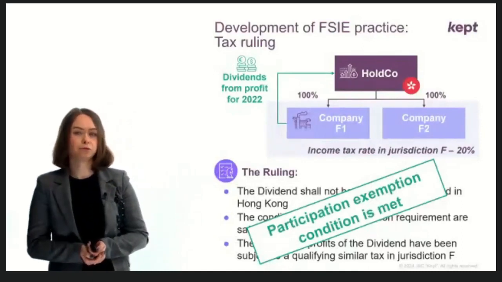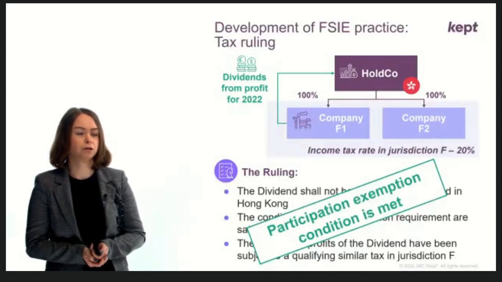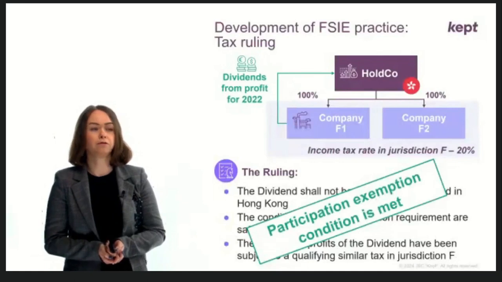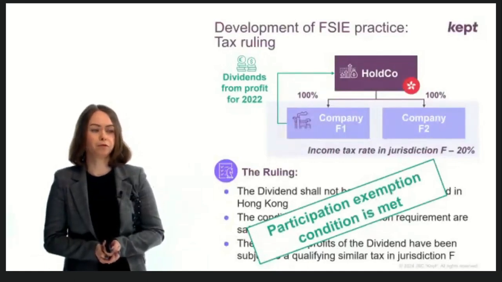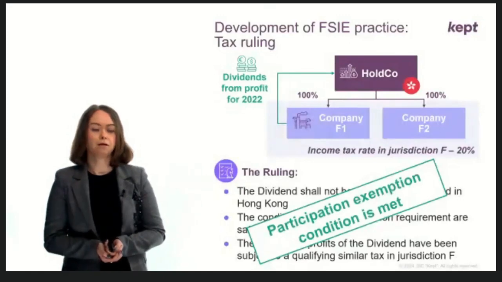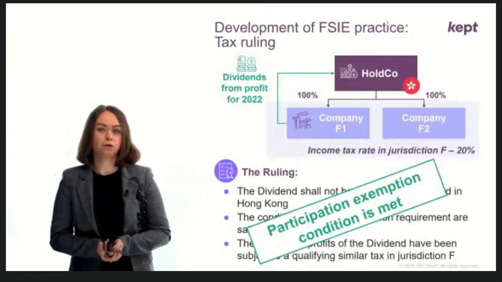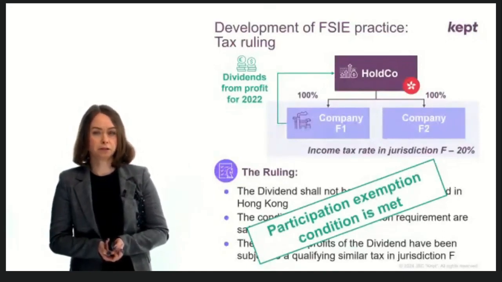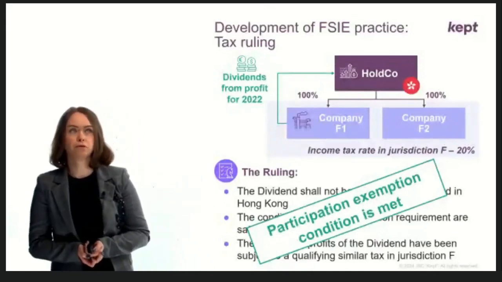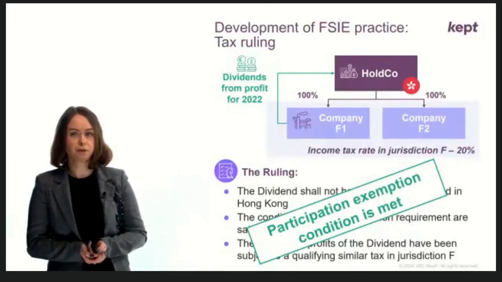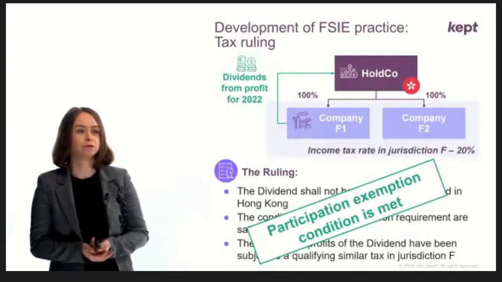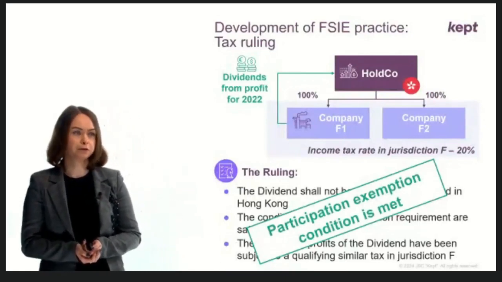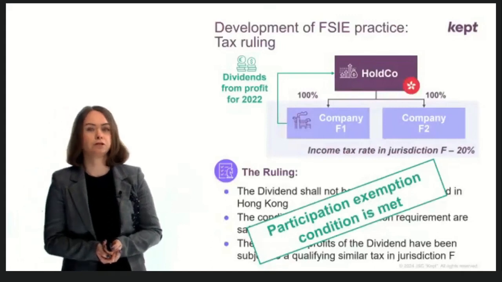Since the FSIE rules contain many criteria and conditions, in order to be on the safe side, taxpayers can file an application with the IRD and confirm the tax consequences of foreign-sourced income in their own ruling. So we also assist our clients in obtaining such advance tax rulings from the IRD and support them through the whole application process. So that is all that I will tell you about FSIE, and let's move on to the final part of my presentation, International Tax Reform Pillar 2.